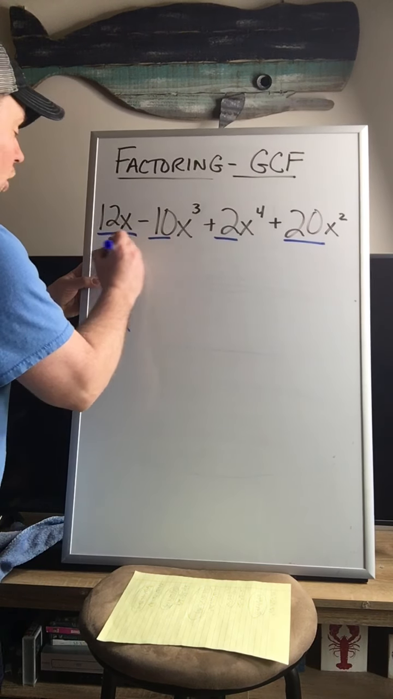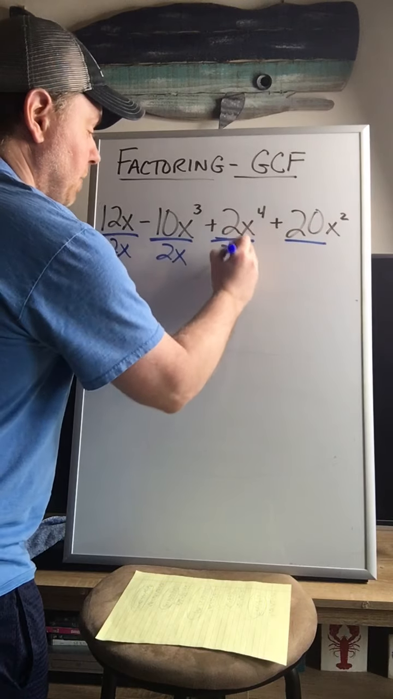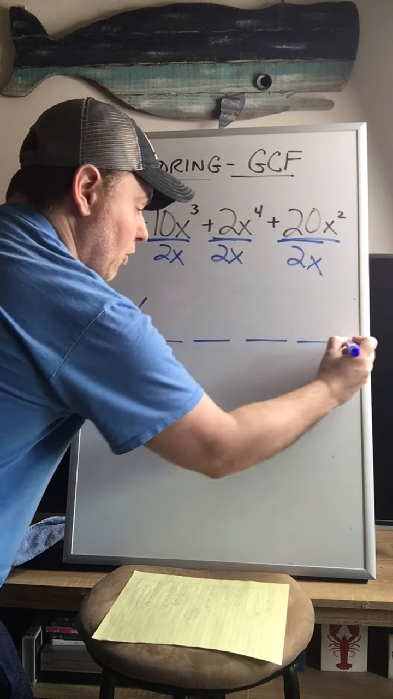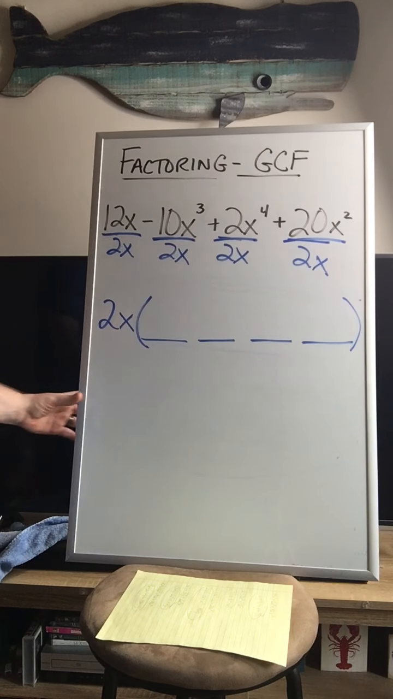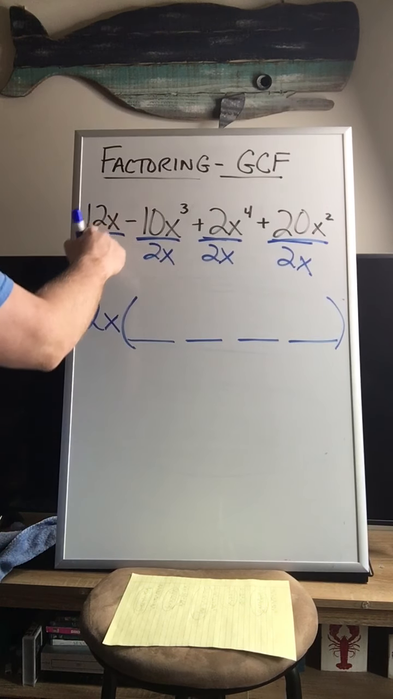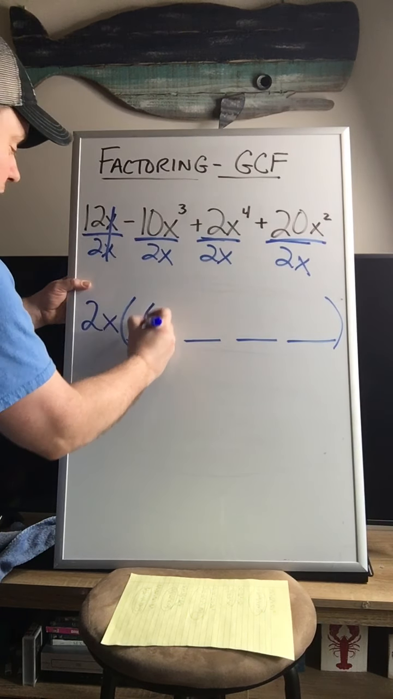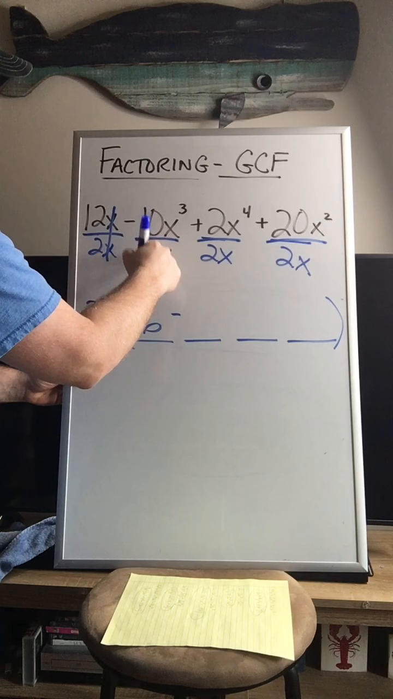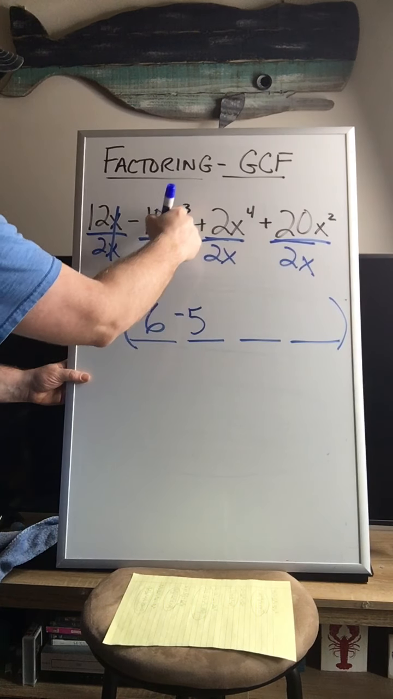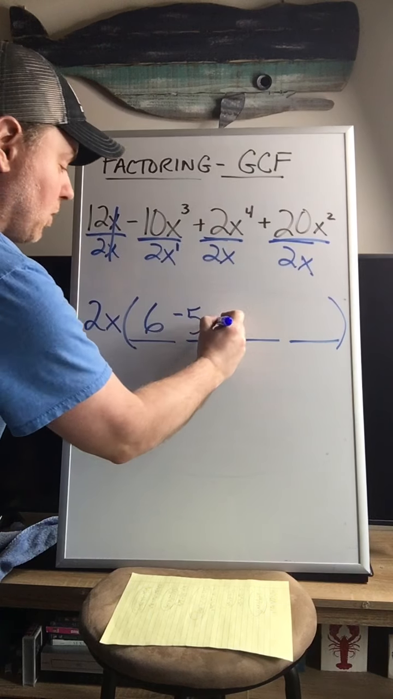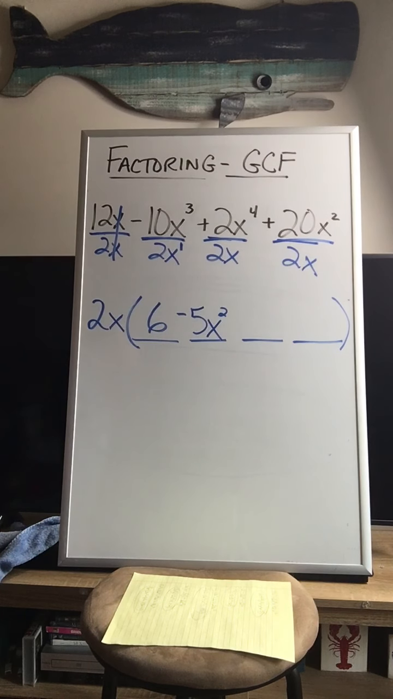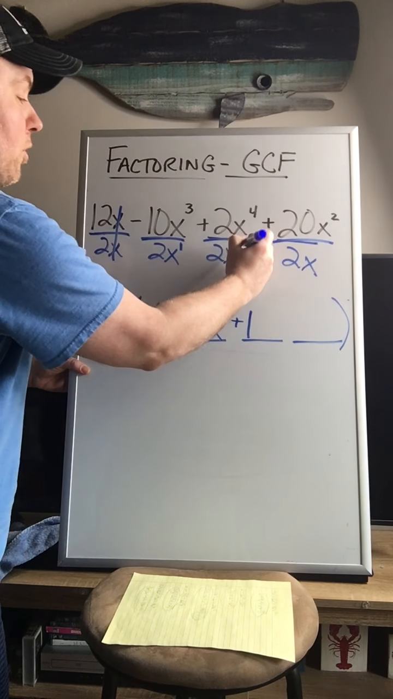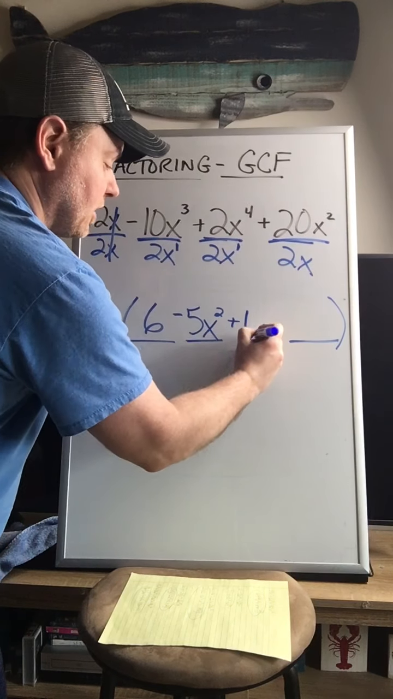So I'm going to divide all of these by 2x to get my remaining polynomial. Okay? So 12x divided by 2x, the x's will cancel out and it will just be 6. Minus 10x to the third divided by 2x, that will be 5, and then x to the third divided by x to the first, subtract the exponents, and you're going to get x to the second. Plus 2 divided by 2 is 1, and x to the fourth divided by x to the first, subtract the exponents, and it'll be x to the third.